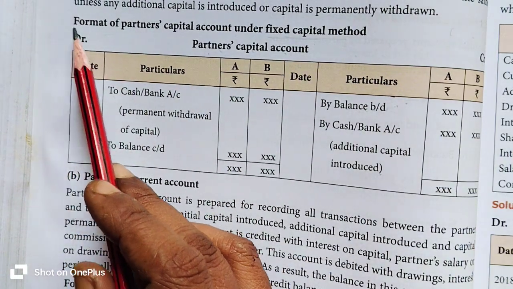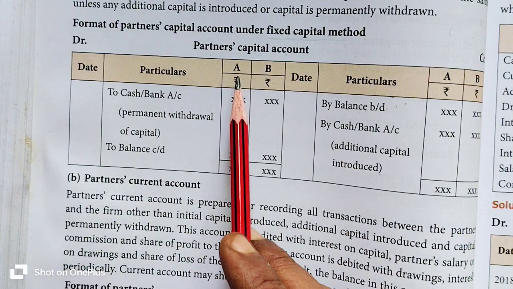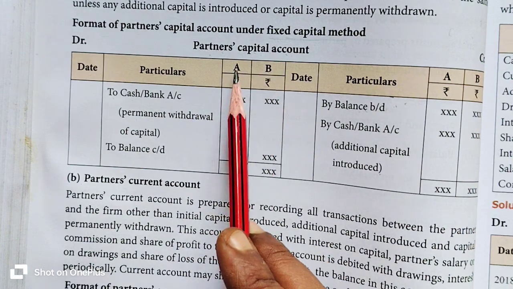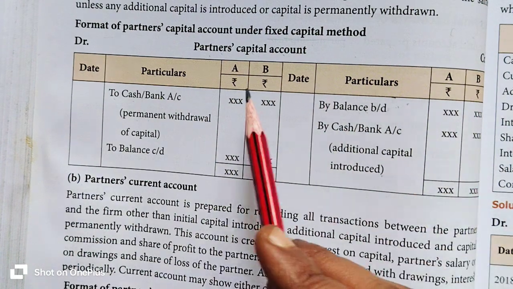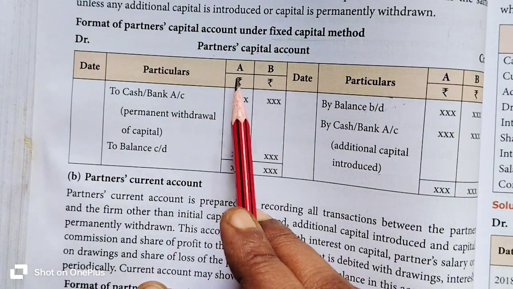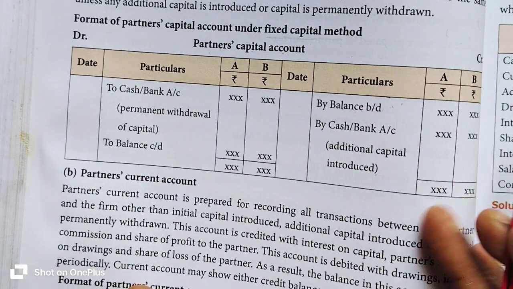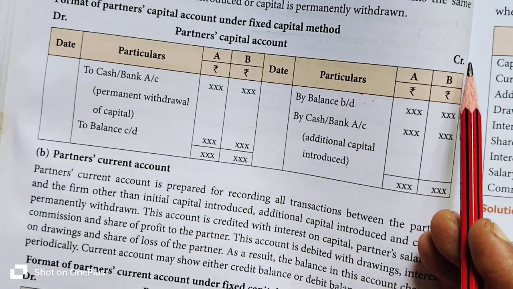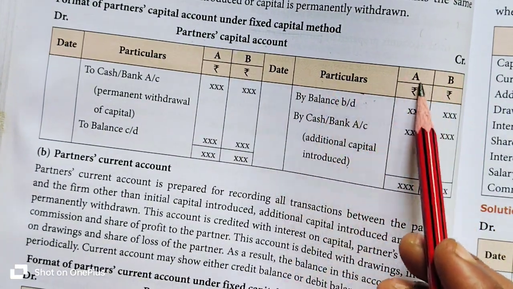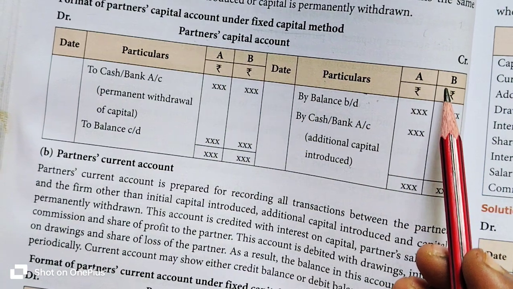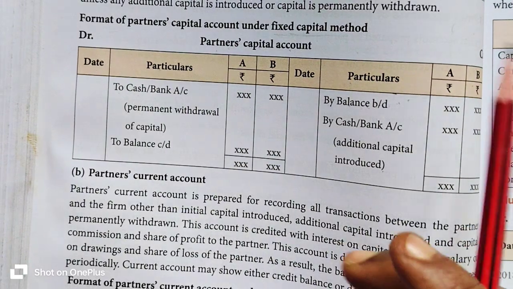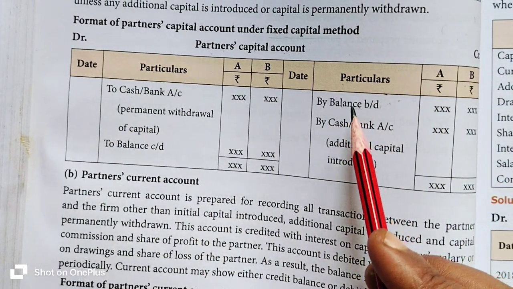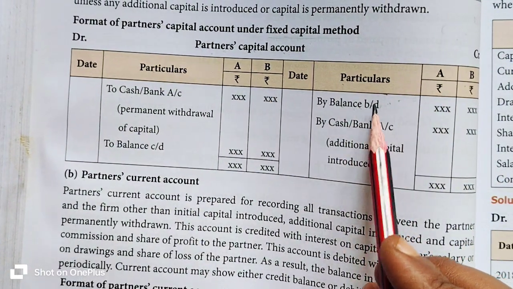On the left hand side, the debit side, you have date, particulars and amount columns, and you write the partners' names. Here they have given Shanti and Sumati, two partners. For example, A and B are both partners. On the credit side, the right hand side, the same columns and the names of the two partners. This is the format of the partners' capital account.